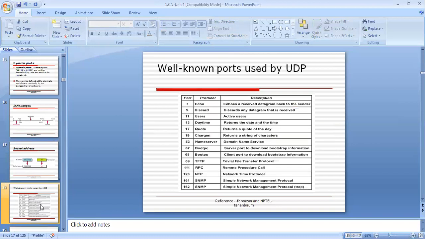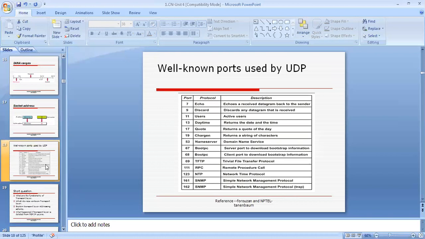Now, just for review, I have mentioned here some UDP, that is user datagram protocol, port numbers. Port number 7 is called the echo port, and it is basically used by echo protocols. Port number 111 is called RPC, that is remote procedure call, and is used by default by RPC. Port number 161 is used by default by the SNMP protocol, and 162 is again SNMP, for traps. So these are a few protocols defined with UDP port numbers.